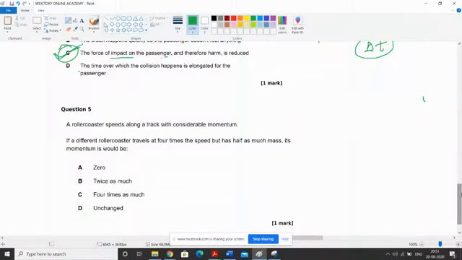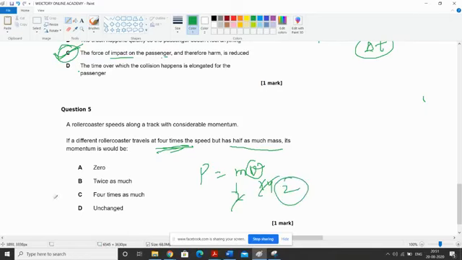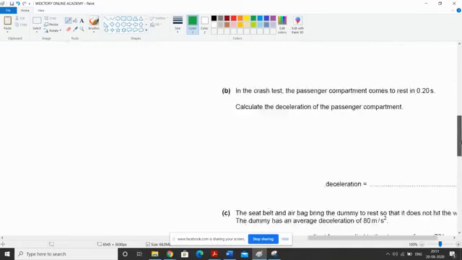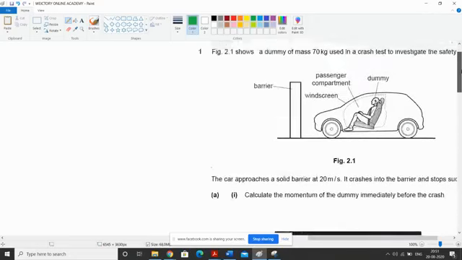A roller coaster speeds along a track with a considerable momentum. If a different roller coaster travels at 4 times the speed but half the mass, then the momentum will be. So we know that momentum is mass multiplied by velocity. Velocity is like a speed. So if we are multiplying this by 4 and multiplying the mass by half, the overall impact will be double. So that's why option B is right. Now let's quickly see theoretical question.